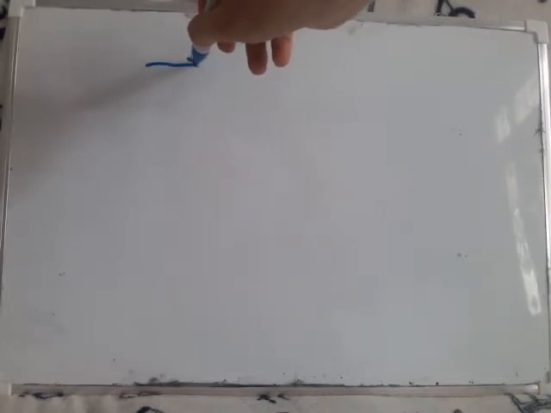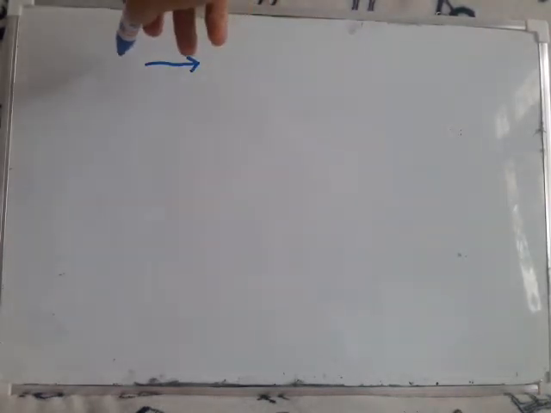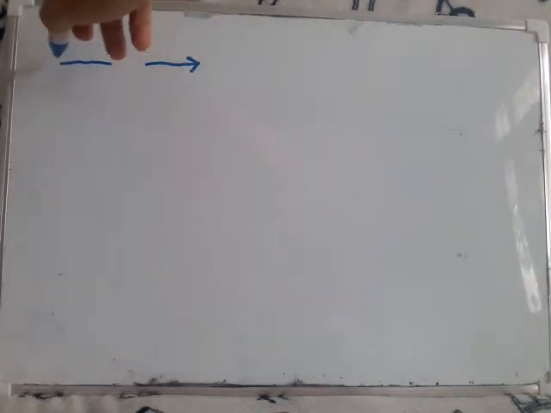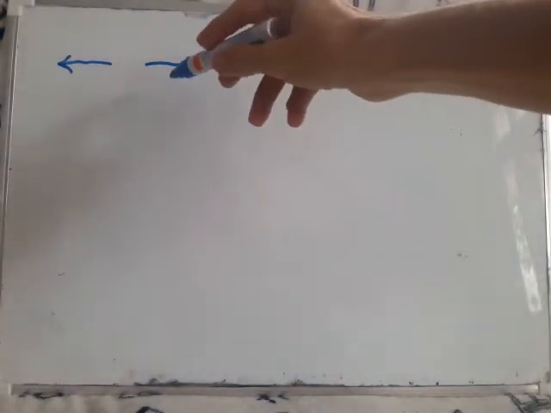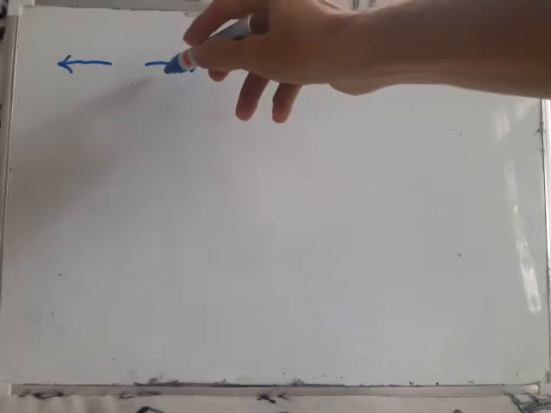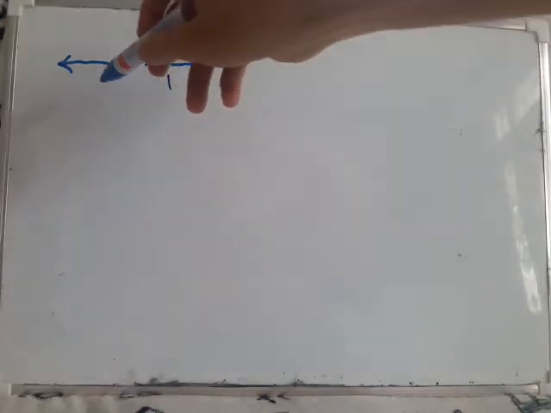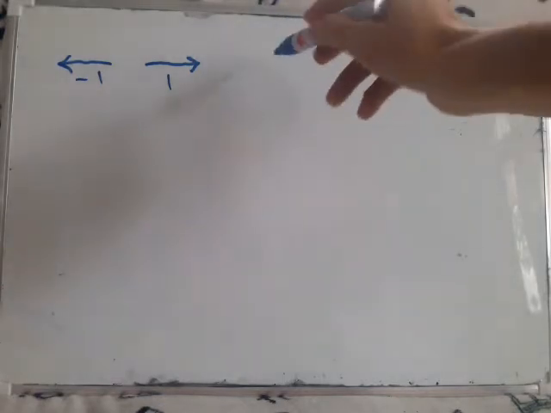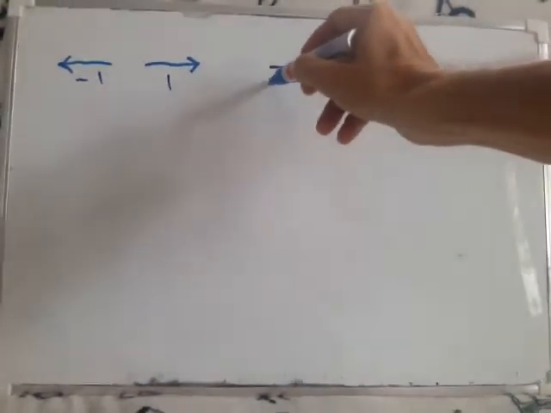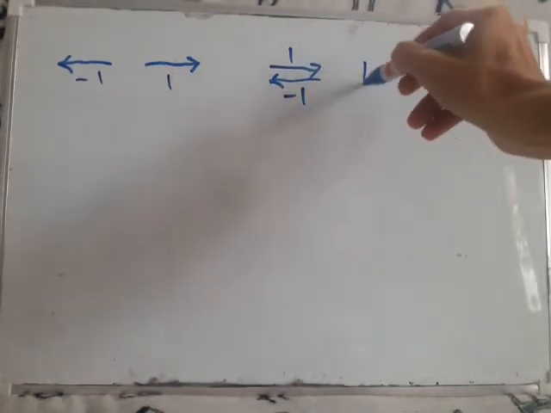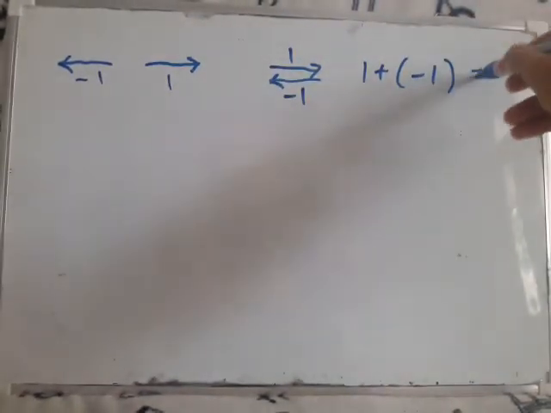So we can think of real numbers as horizontal vectors. A positive real number is a vector going to the right, and a negative real number is a vector going to the left. Adding numbers just corresponds to adding vectors. So if we have a number 1 and another number -1, if we add them together, we're just adding vectors in the normal way. So 1 plus -1 equals 0, and so on.